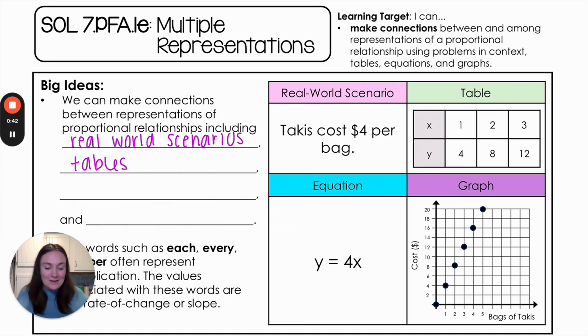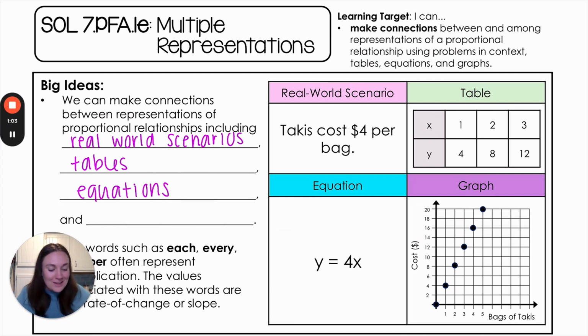From there, we can write an equation that talks about that. If I want to make a shortcut where I can see, no matter how many bags of Takis I buy, I can easily figure out the cost, I know that I'm going to be multiplying 4 times the number of bags. So that rule, think way back to the first video, is to multiply by 4. I could represent this equation as y equals 4x.